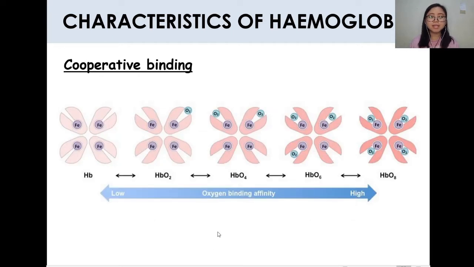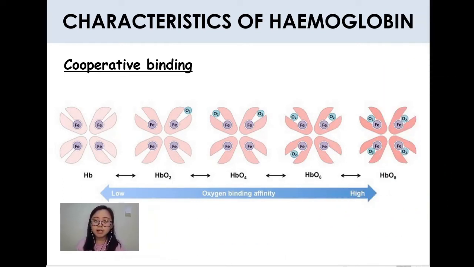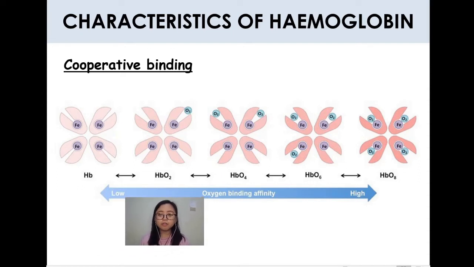So we can look at this in this diagram. In this diagram, you will see, okay, this is without any oxygen binding to it. When the first oxygen molecule binds to hemoglobin, it alters the shape.